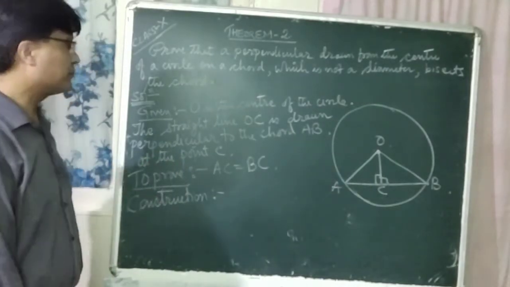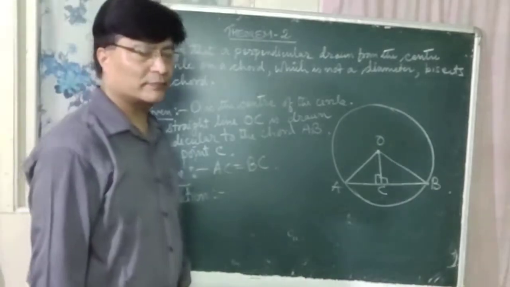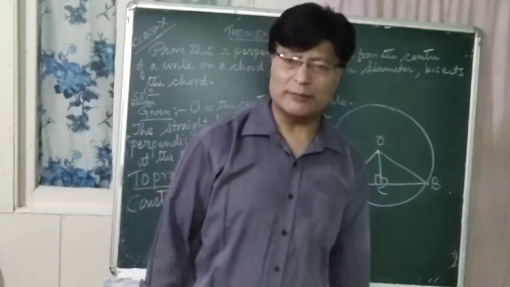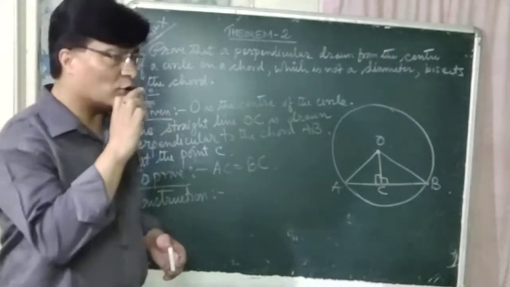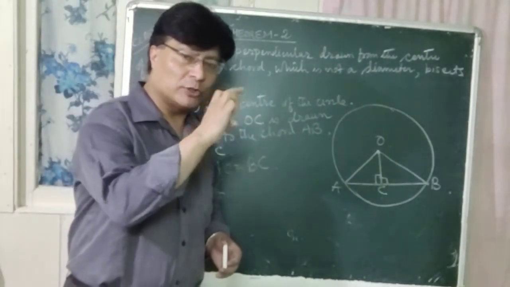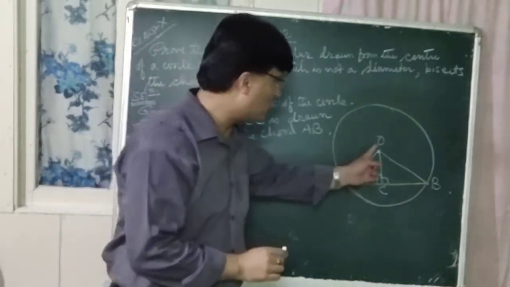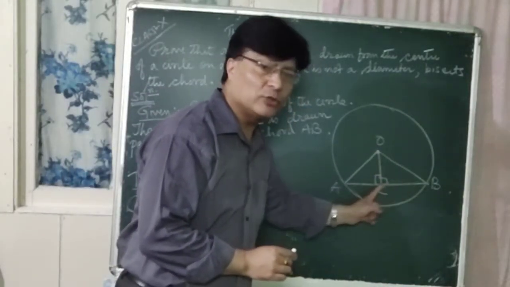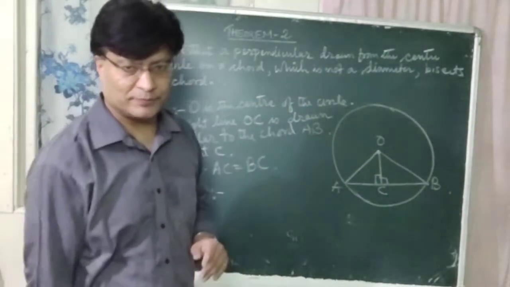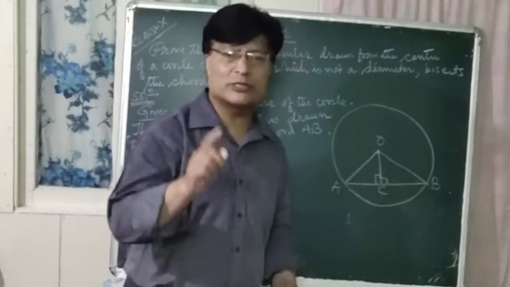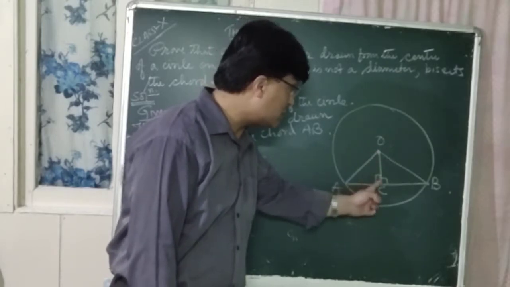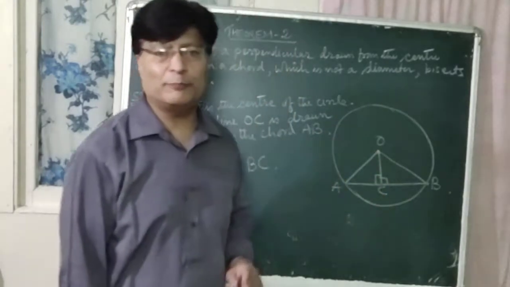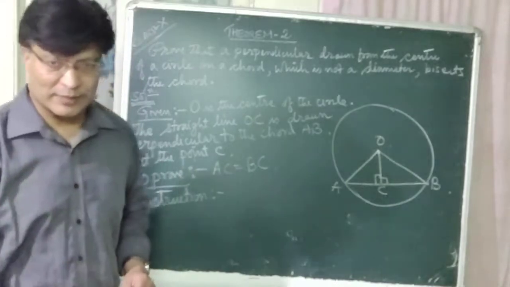Is that clear? In theorem 1, what was given? A straight line OC was given, and that OC divided AB into two equal parts, meaning AC is equal to BC was given in that case. And what did we prove there? We proved that this OC is perpendicular to AB. Understood, in theorem 1.